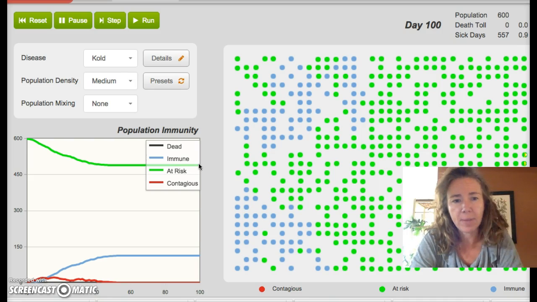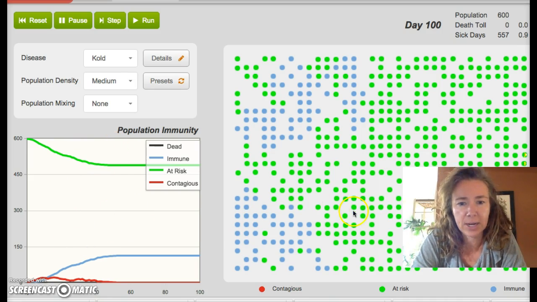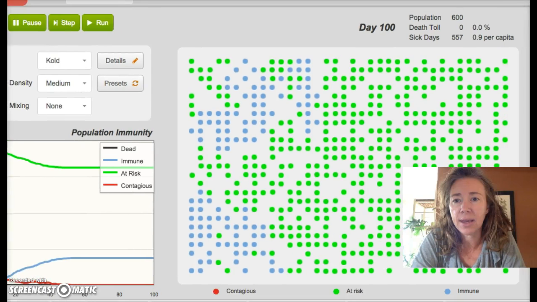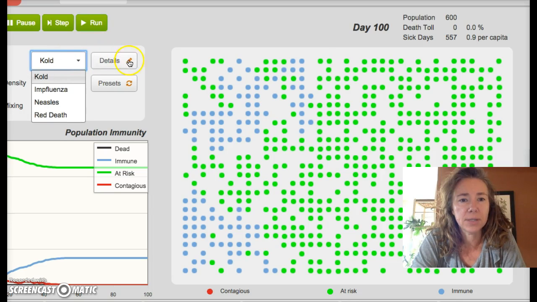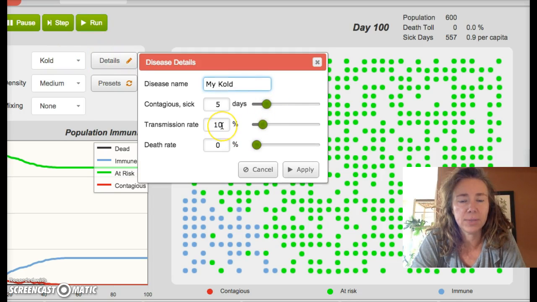So on here, I'm going to fill out my data table, and I've got my actual data here. It tells me how many people. There's 0 people sick right now, but let's look at the sick days. Dang, we had a lot of sick days. So 557, and per capita, it looks like that. And then my contagion rate I've already got here. So transmission rate's about 10%.